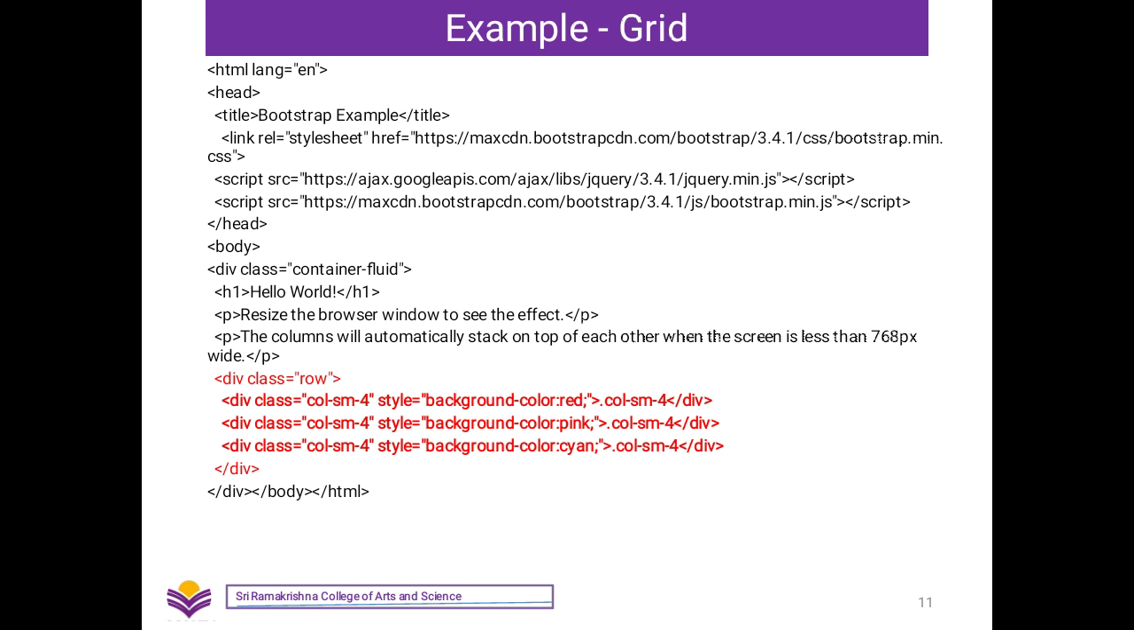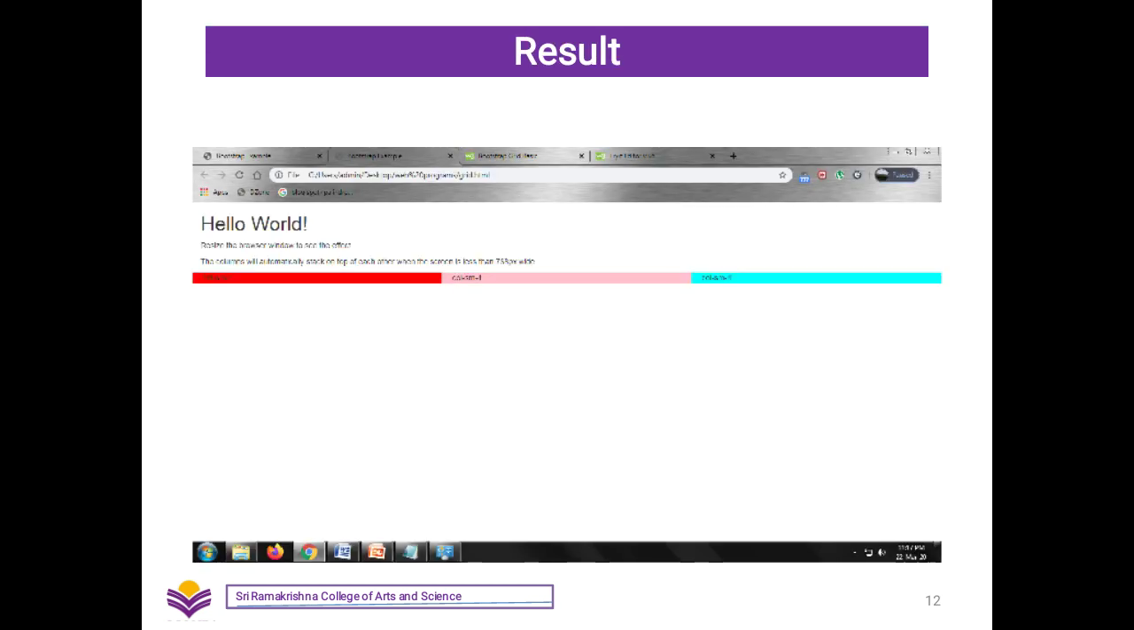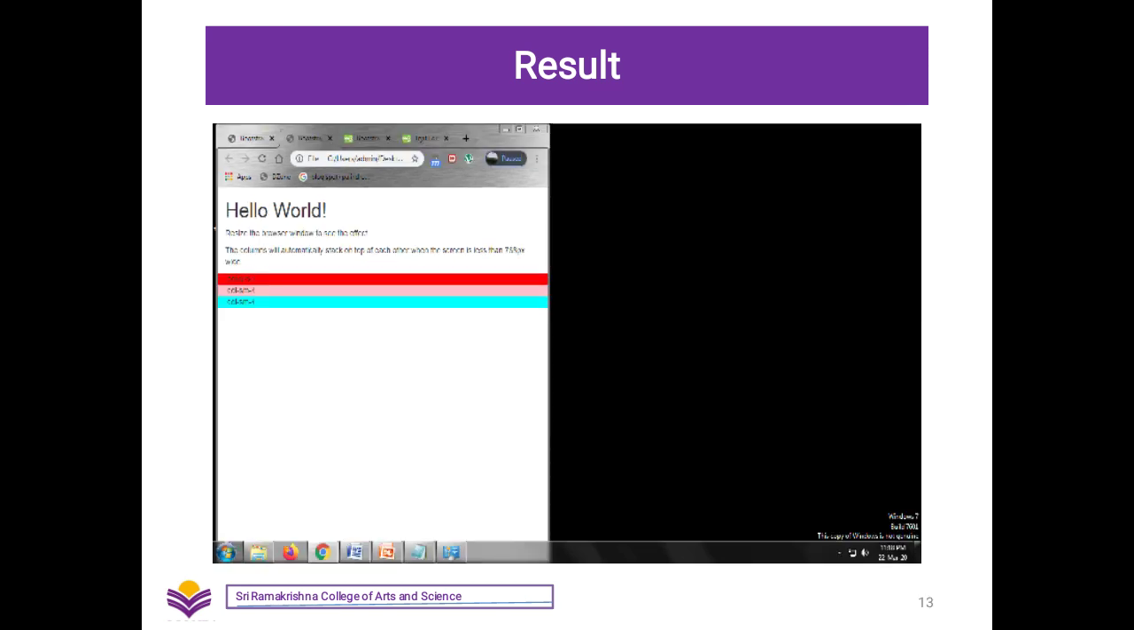Here comes the grid layout. Div class equal to col-sm-4. The background color is also set with this background-color style. The output looked like this in the browser window. 3 equal grids with different background colors. When the screen size is small, the output looks like this. Grids are stacked horizontally.